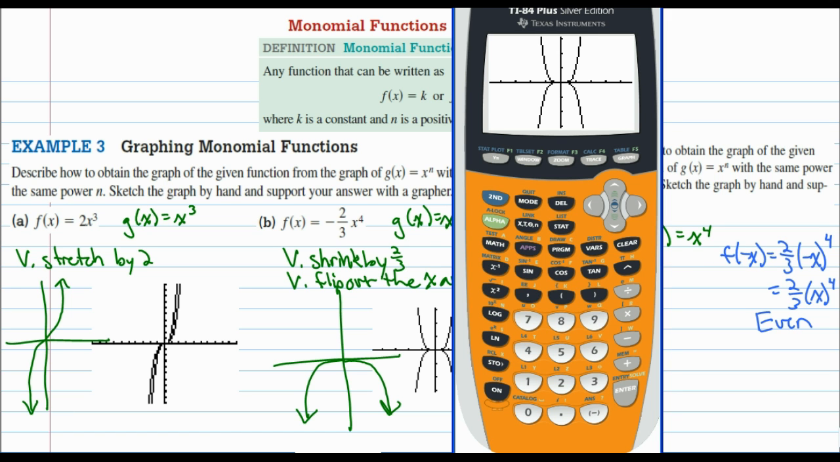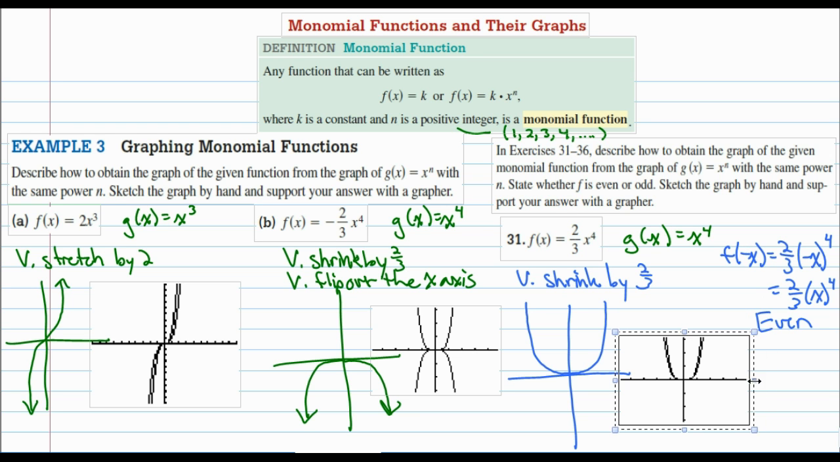So let's graph with the calculator just to make sure. I'm going to leave x to the 4th in y3. Then in y5 I have my 2/3 x to the 4th. Let's see what happens. There's the original, and there's the little bit more smushed one. Not much, it was only a smush of 2/3. Shrink is the official word, I guess, not a smush.